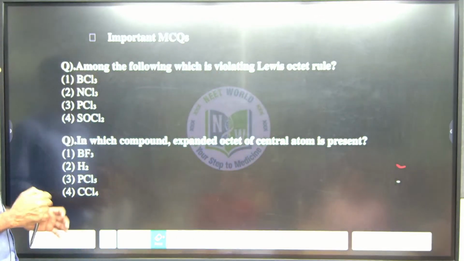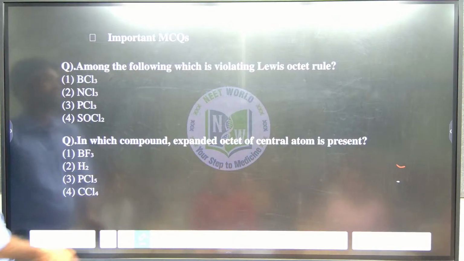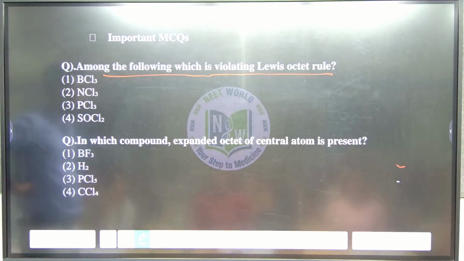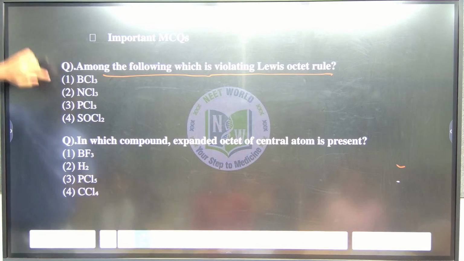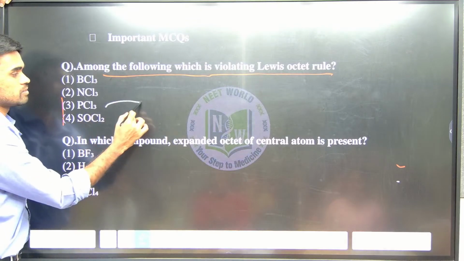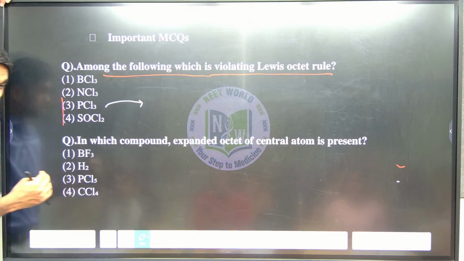Okay, right, next one. Tell me what is the answer for this? Among the following, which is violating octet rule? Why? We already discussed. Okay, next, these 3. Where is PCl5? Hurry. It's a PCl? Tell me now. How do you write the structure? First you try, once take one pen and paper and write it.